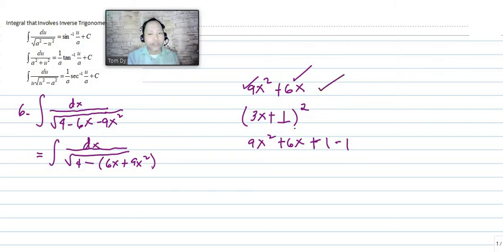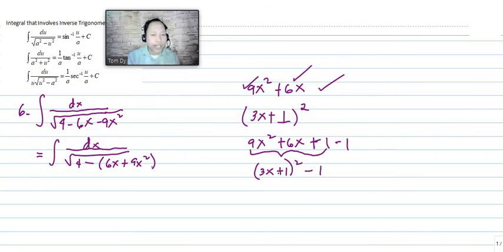Okay, so in other words, we just write 9x squared plus 6x in another way, because if we combine this one, that is 3x plus 1 raised to 2 minus 1. Of course, this one is negative 1. So this time we have now created a perfect square, 3x plus 1.